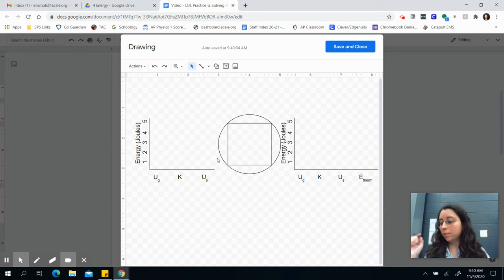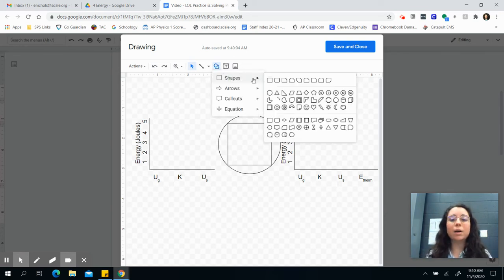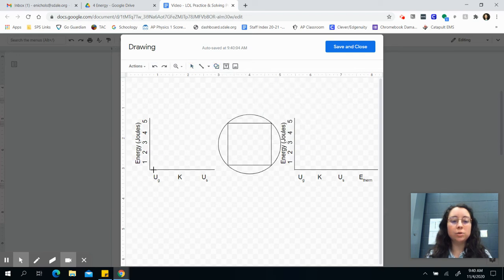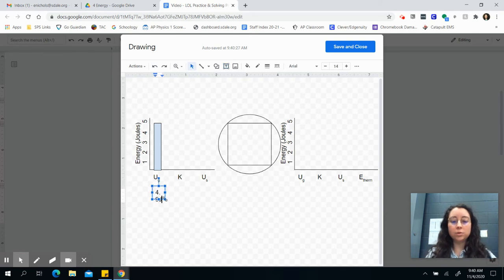So our first energy form was that height initial, which was 4.9 joules. So I'm going to add a bar under UG in my initial scenario, and I'm going to go almost to 5. And then I'm going to add a text box underneath, and I'm going to say that this is 4.9 joules.